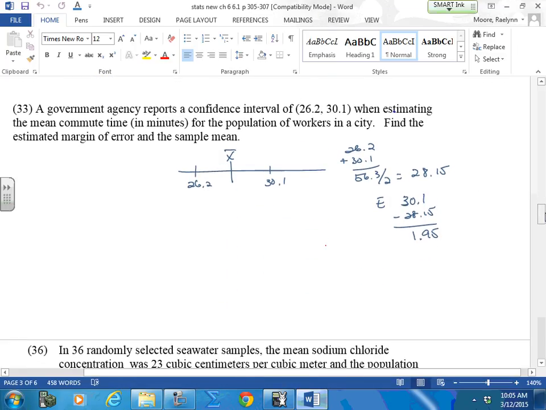33. This is the same thing, they just put words in here. A government agency gave you the confidence interval when estimating the mean commute time for the population of workers in a city. So, do the same thing we did before. Put it on the number line. Find the guy in the middle, that's your mean. Subtract the endpoint from the middle, there's your margin of error.